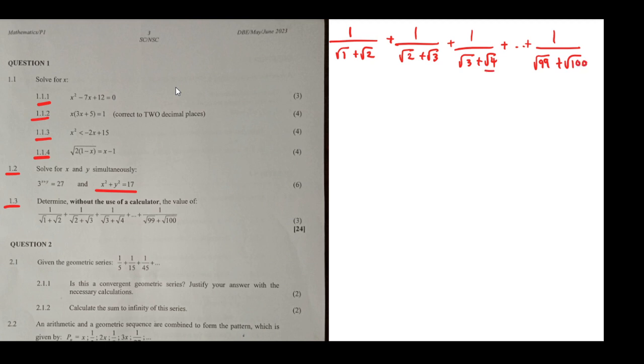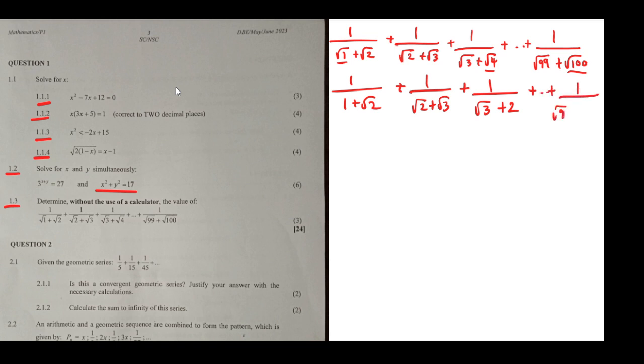So these I'm just going to change because root of 4 is 2. I'm just going to write it down again. So it's 1 over the root of 1, which is 1. So it's 1 plus the root of 2 plus 1 over root of 2 plus root of 3 plus 1 over root of 3 plus 2 plus and so on, plus 1 over the root of 99 plus 10, right? So that's how it should look.